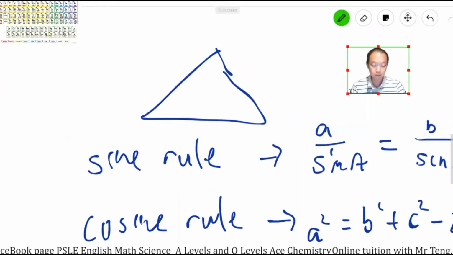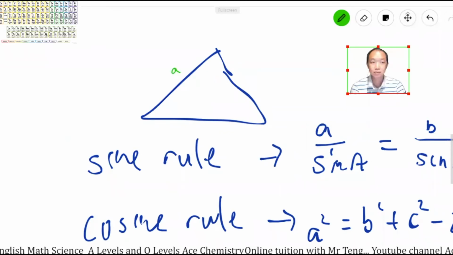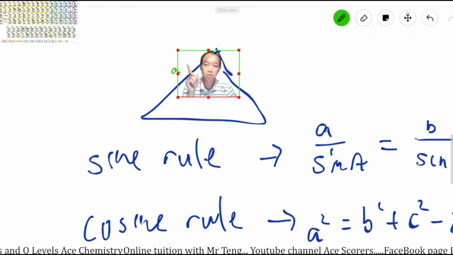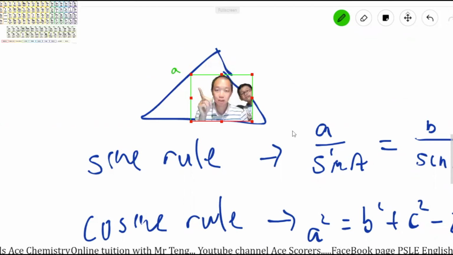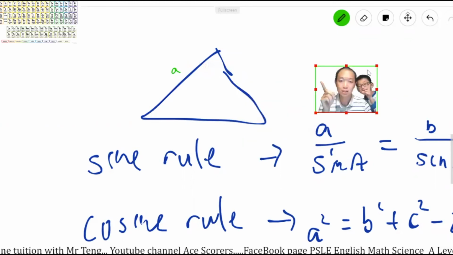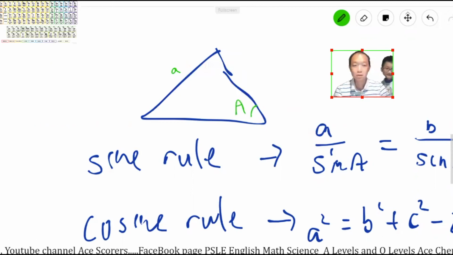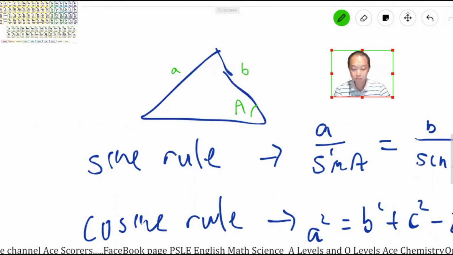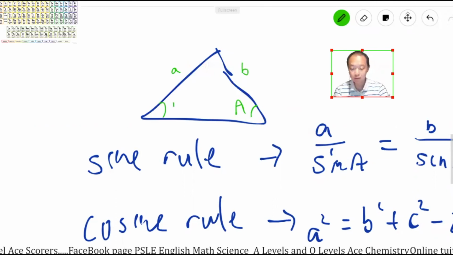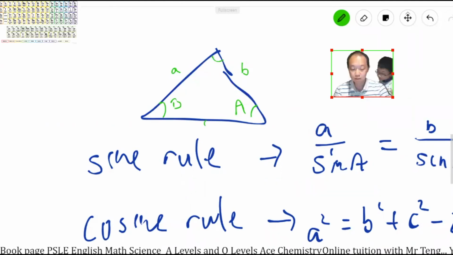Small letter A is referring to the length. They will tell you what the length is. Now small letter A is the length. Capital letter A is the angle that's opposite the length. So opposite small letter A, this is capital letter A. If this is small letter B, which is the length, this is capital letter B. And if this is small letter C, this is capital letter C.